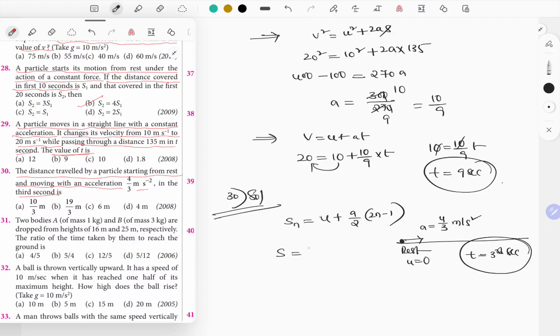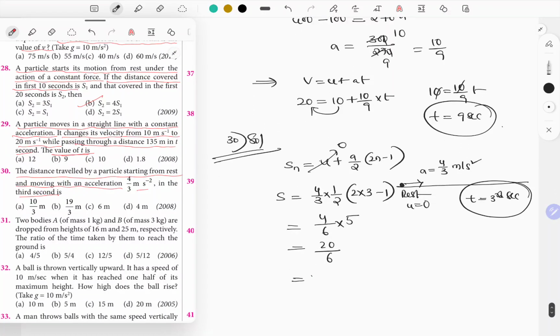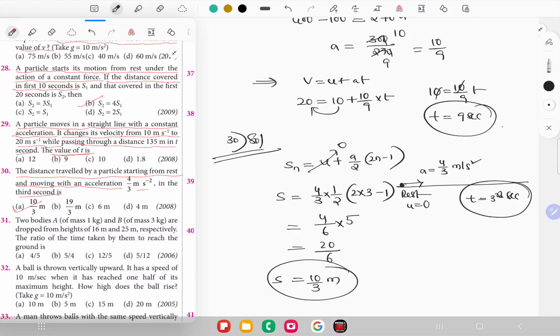So this is the formula we have to use. S is equal to u, which is 0, plus acceleration 4 by 3 into 1 by 2 into 2 into time 3 minus 1. Which is equal to 4 by 6 into 2 3s are 6 minus 1. It is going to be 5. Answer is going to be 20 by 6. 20 by 6 can be replaced as 10 by 3 meters. So this is the answer. Question number 30, option A is correct. Very good. Next.